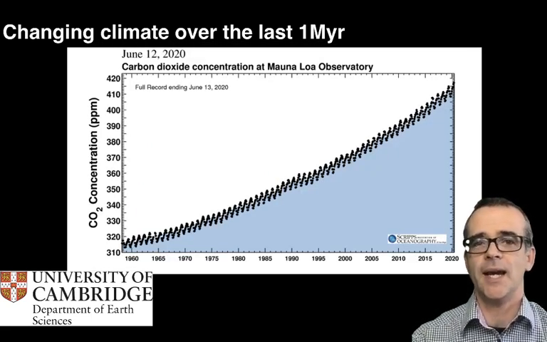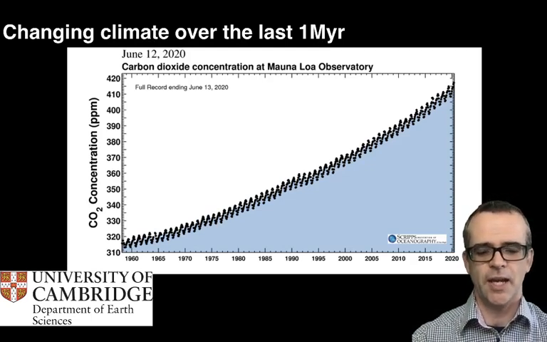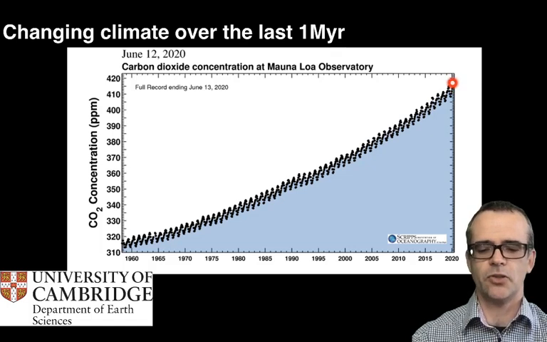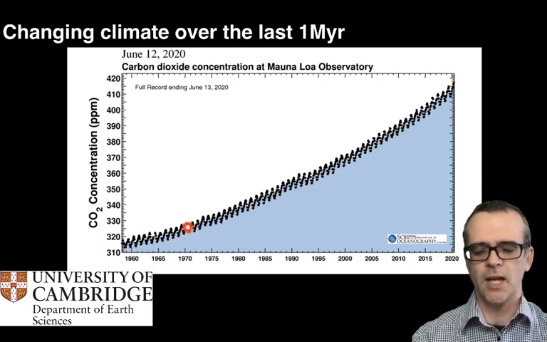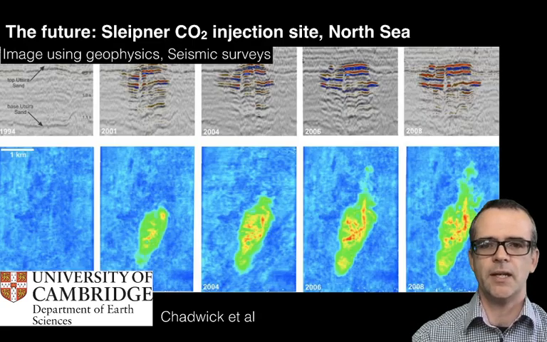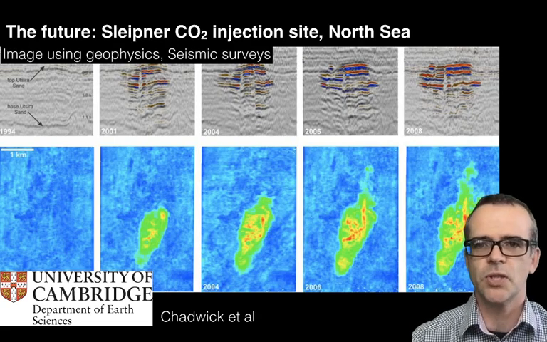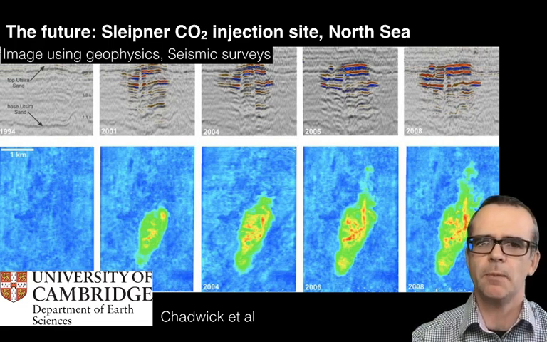And indeed, as of yesterday, when I recorded this lecture, the carbon dioxide concentration was all the way up here at about 420 parts per million by volume, showing this annual cyclicity and annual growth over the last 60 years or so. Now, what about the future? Let me try and end on a little bit of optimism.